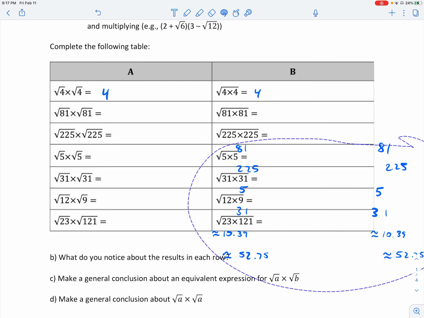Okay, to do that, we're going to be referencing this nice perfect square table. Okay, here's a list of all these perfect square numbers. They're called perfect squares because you can square root them, right? The square root of 100 is 10. Okay, all of these are perfect squares.